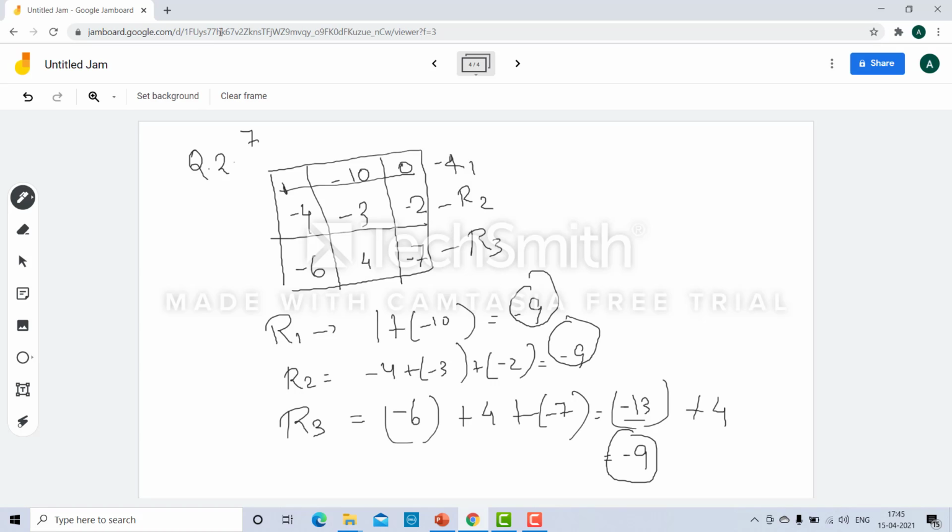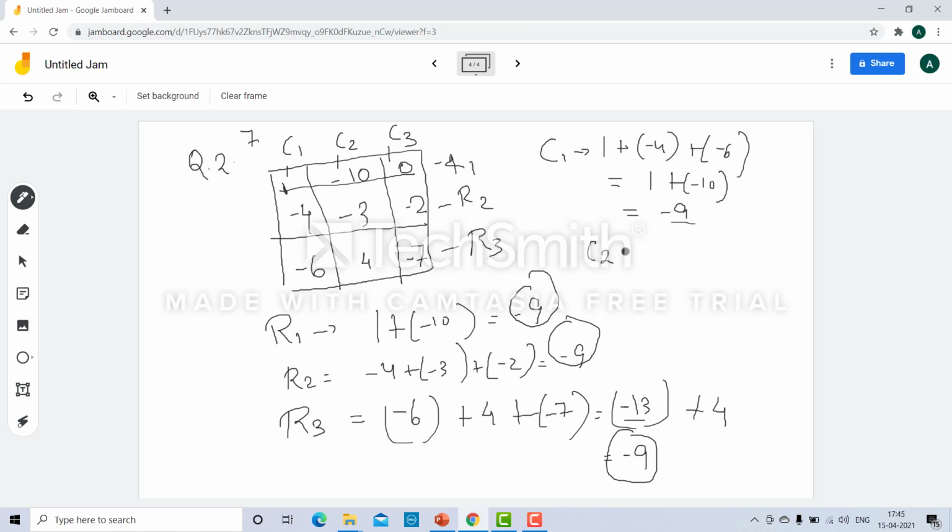Now we will check our columns, children. This is our column number 1, this is our column number 2, and this is our column number 3. So let us check column number 1. We have the numbers 1 plus -4 plus -6. So the answer becomes 1 plus -10, as -4 and -6 will get added up. So we will get -9.